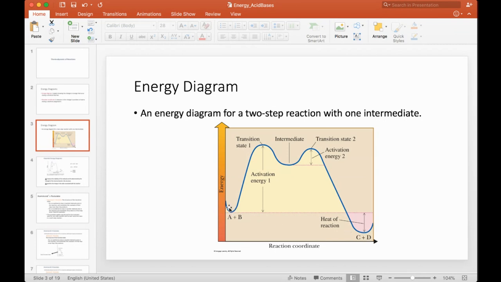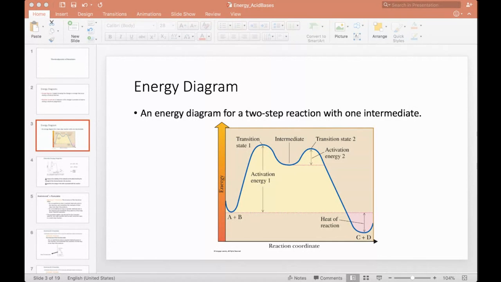In this reaction, you can see how A and B have higher energy as compared to C and D. So can anybody tell me if this is a diagram for an exothermic or an endothermic reaction? What do you guys think?